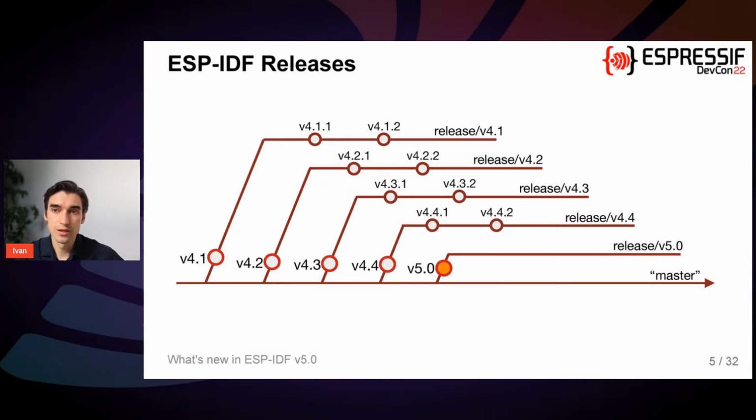So this illustration is simplified because the positions of the circles on the horizontal axis, on the timeline, don't actually match what it was in reality. This illustration is just to explain the concept of release branches and bug fix releases that happen on those branches.